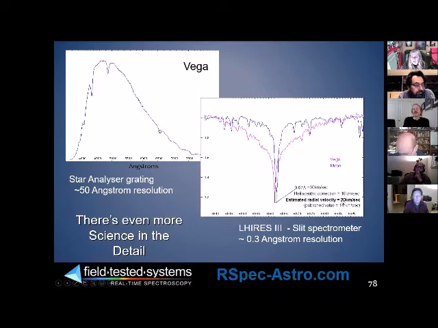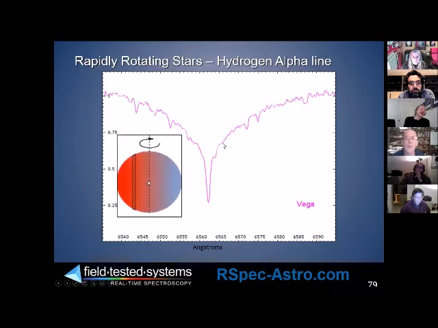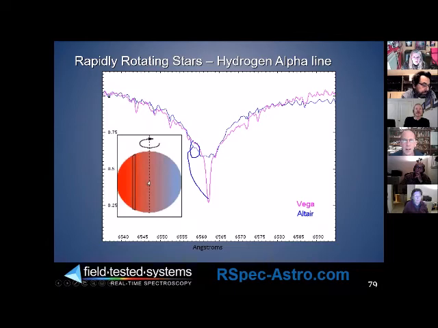Let's look at what that looks like. So here's Vega. That'll be our standard. And here's a graphic representation of what I just showed you with the basketball. It's rotating this way. So this edge is coming towards you, you have blueshift. This edge is moving away from you, you have redshift. And that's what the spectrum looks like, that blue line. So what's happened is some of the light that's normally here has been shifted over to here, and some of the light that's normally here has been shifted over to here. So we have that broadening.